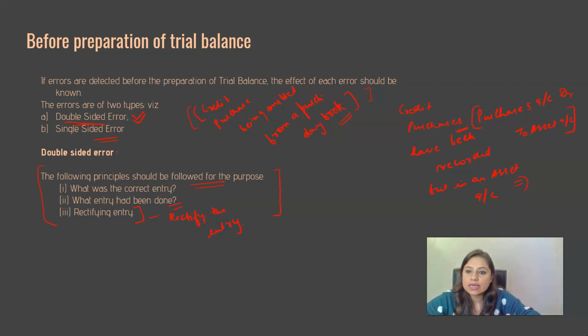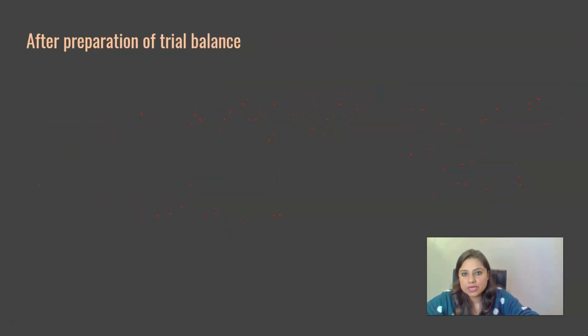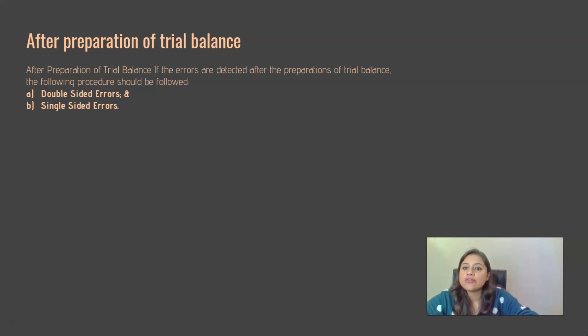So what do we understand here? That in either of the cases, we have to first identify the correct entry, look into the books of accounts to see what entry has been done, and after that rectify the entry in the case of before preparation of the trial balance, right? And in the case of after preparation of trial balance, if the errors are detected, the following procedure should be followed.